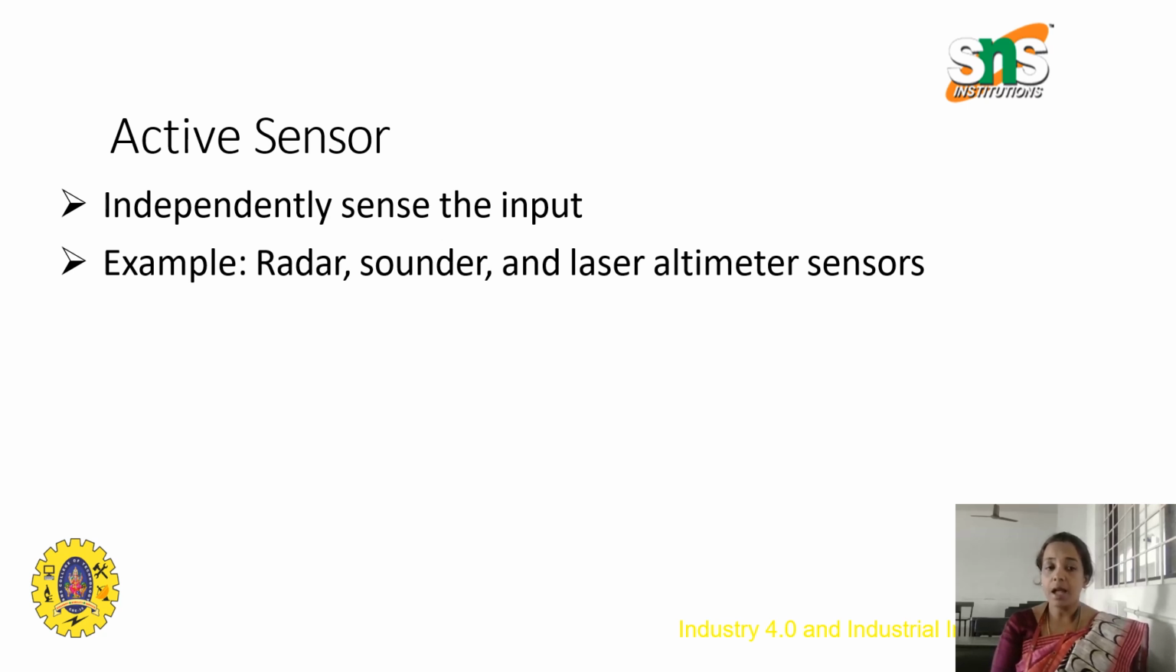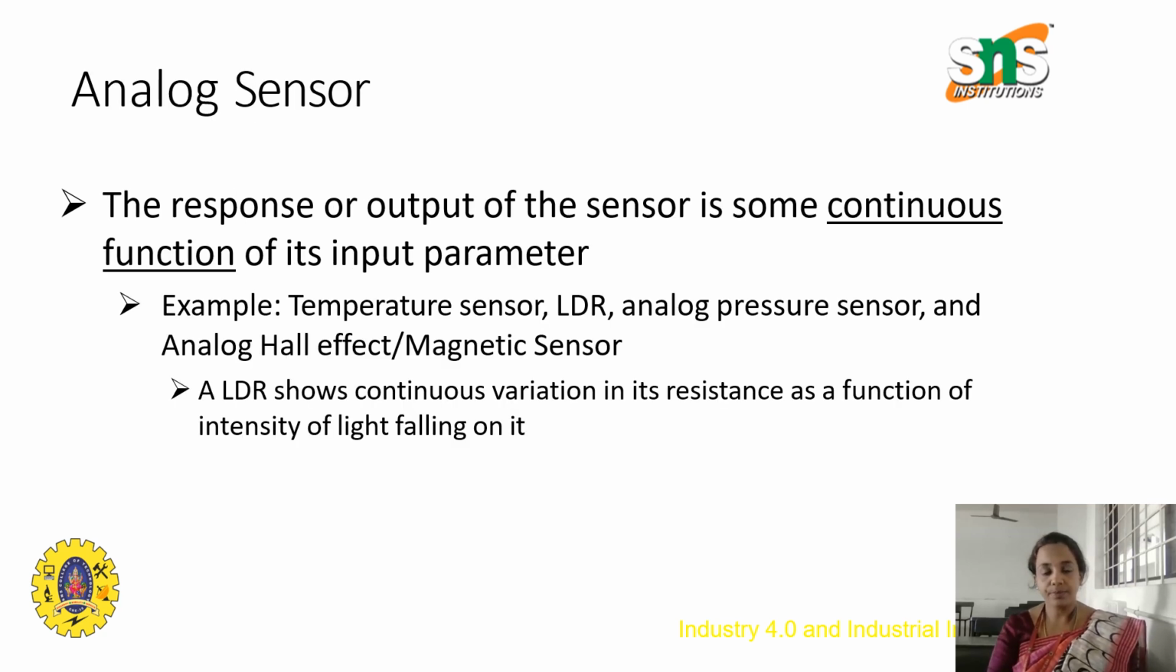The next one is active sensor. These active sensors independently sense the input. Say for example, a radar, sound sensors, and the laser sensors. So these sensors will respond to the input signal immediately. That is why they are called active sensors.